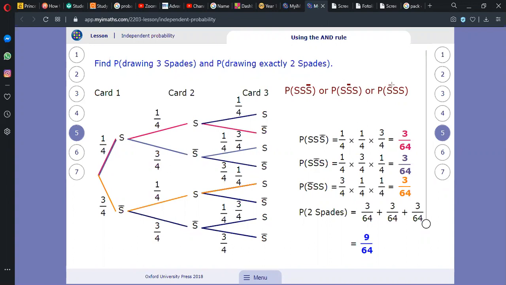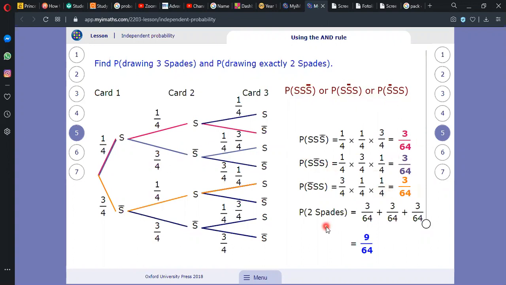So you can do your own as not for the first, starting from the beginning, but just make sure that it's not repeated. So is this or this or that? These are the 3 possibilities of getting exactly 2 spades. And we have done their probabilities here.